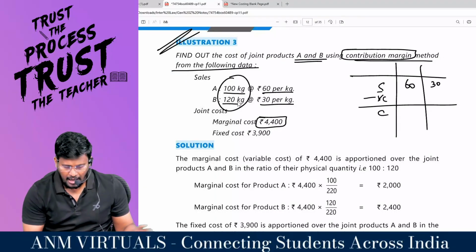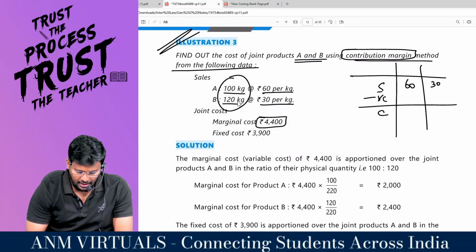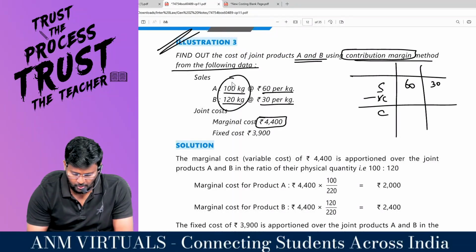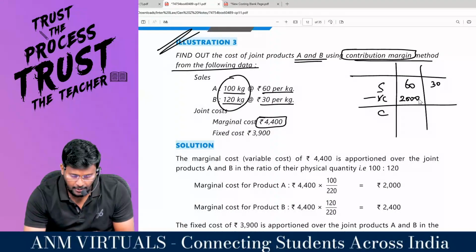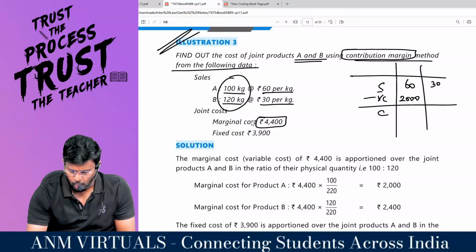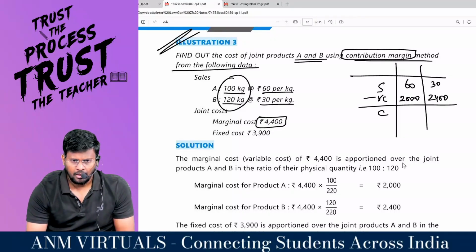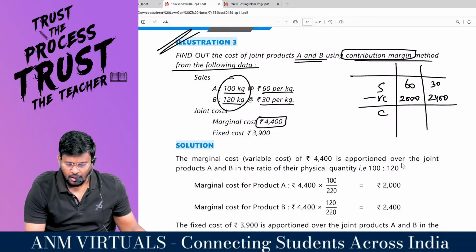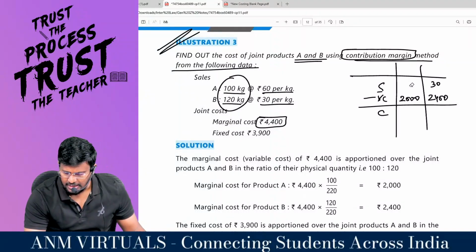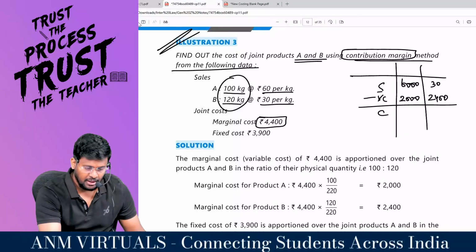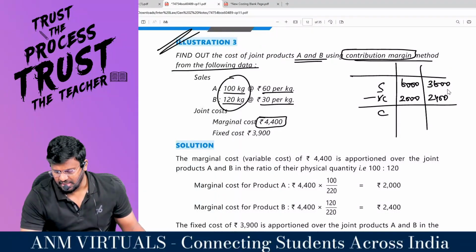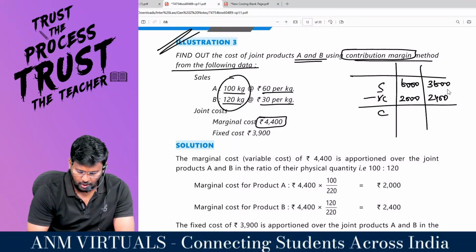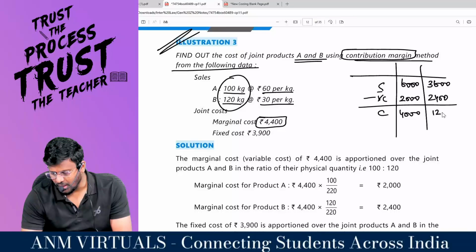Did you study marginal cost or not? Now calculator man: 4400 into 100 divided by 220, total 220 because 100 plus 120. That comes to 2000, which is the apportioned variable cost for the first product. Understood? So 4400 minus 2000 is 2400, the variable cost for product B. Now 100 into 60 gives 6000, the sales for the first product. Next, 120 into 30 gives 3600. Sales minus variable cost gives contribution. 6000 minus 2000 is 4000, and 3600 minus 2400 is 1200, the contribution.